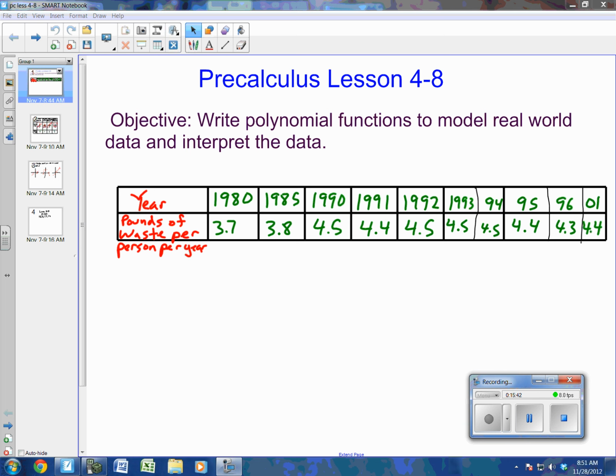Okay, so we can kind of see a little bit of a trend. And you could probably kind of guess what kind of graph this models before we even graph it, if you think about it. Okay, so we are going to go ahead and put this into our calculators right now.